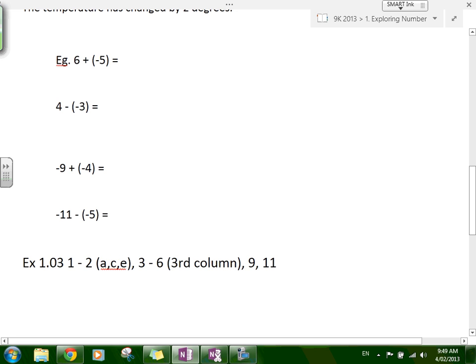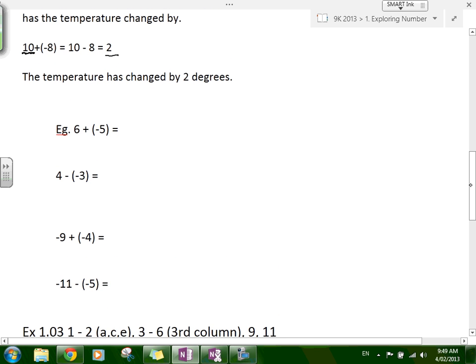So, 6 plus minus 5. 6 plus minus 5. Alright? So we're adding a negative. So what's going to happen? We have to subtract the positive. So that's going to become 6 minus 5. And of course we know that that's just 1. Okay? So 6 minus 5 is just 1. We're subtracting the positive of negative 5.